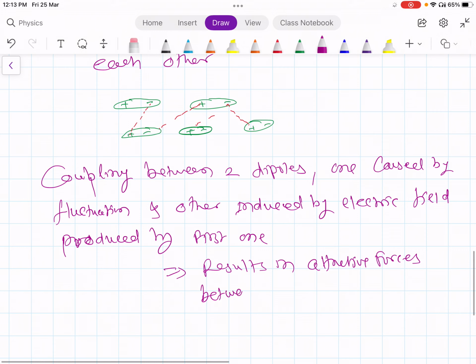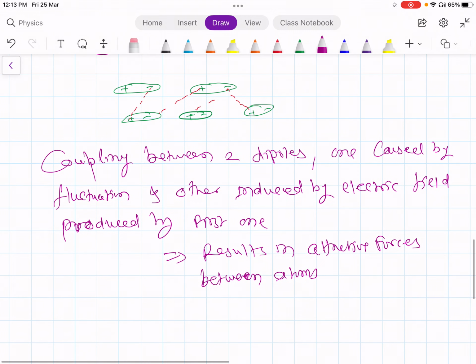between atoms. And this attractive force between the atoms is called van der Waals force.